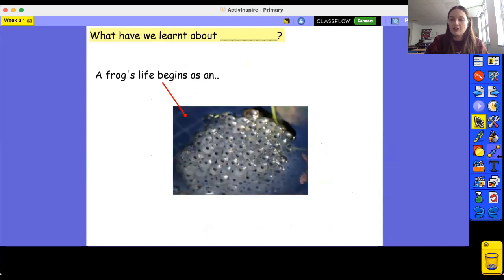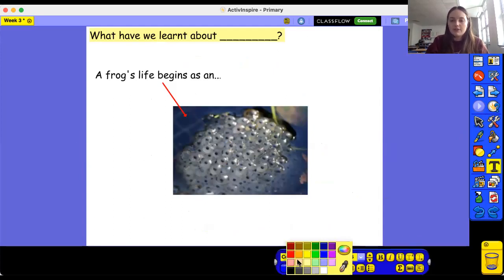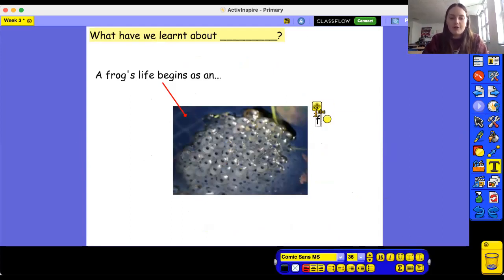Great start. So what have we learned so far about this? What is this called? Frog spawn. Well done. So what have we learned so far about frog spawn? I want you to see if you can remember any facts about frog spawn, and I want you to tell them to somebody in the room or write them down on your piece of paper. What can you remember about frog spawn?